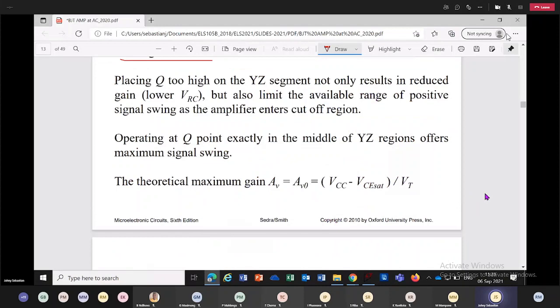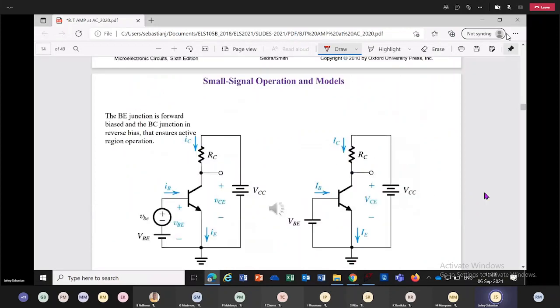Okay, now we are going to move on. Small signal operation and models. What we are trying to do here is small signal. We already defined small signal operation: the voltage between base and emitter, the AC voltage, DC voltage doesn't matter, that once biased, we are going to leave it. The AC voltage between base and emitter is very much less than VT.